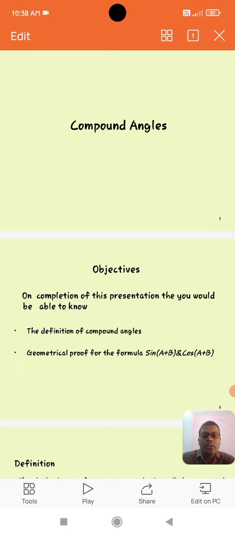Compound angles is the first chapter. The second one is multiple and submultiple angles. The third one is transformation. The fourth one is inverse trigonometric functions, then properties of triangles and solution of triangles, and complex numbers. Very important topics here. In this trigonometry part, the first chapter is compound angles. Today a small discussion about compound angles.